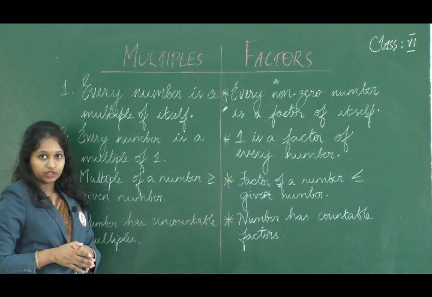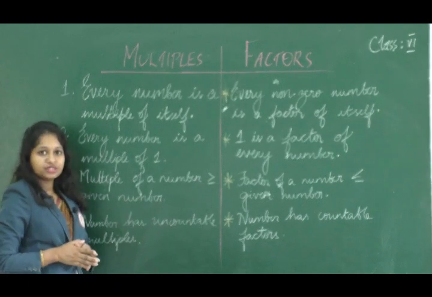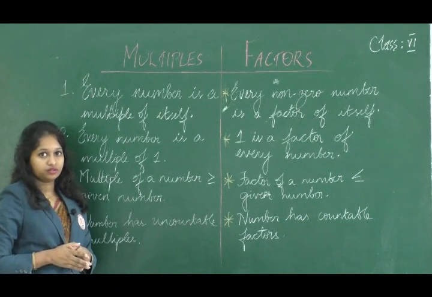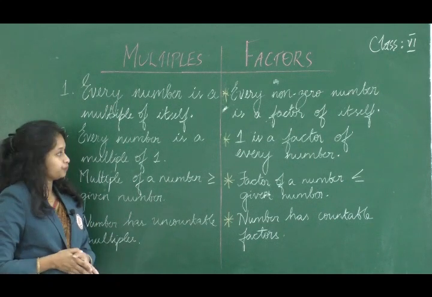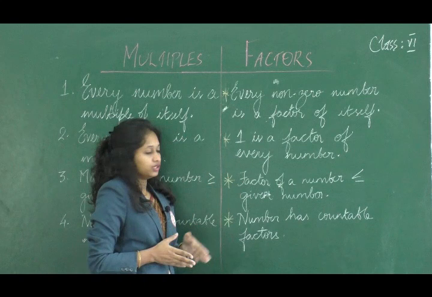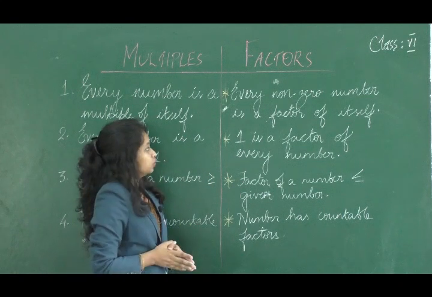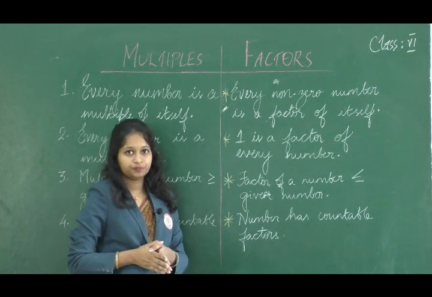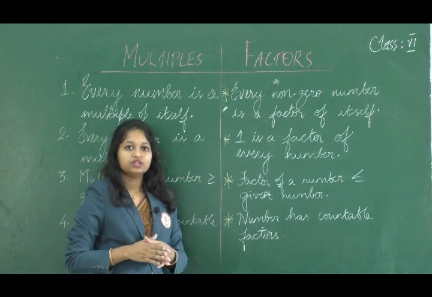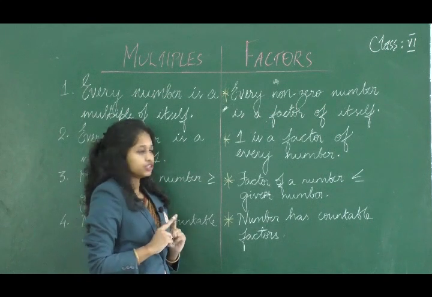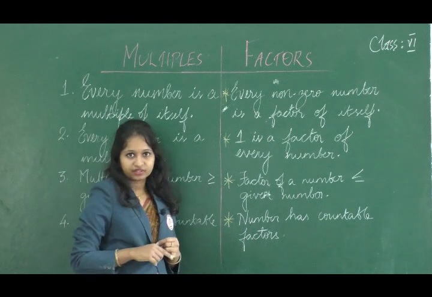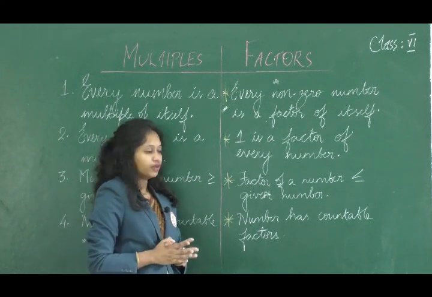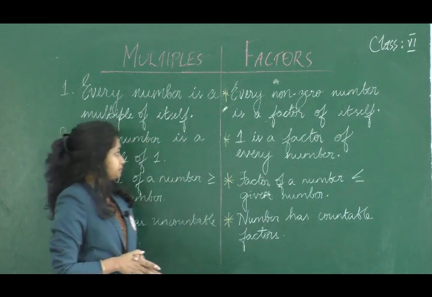Now second point, every number is a multiple of 1. Obviously all the numbers are multiples of 1. And in the case of factors, 1 is a factor of every number. In the previous example, factors of 8 were 1, 2, 4 and 8. 1 was a factor. For every number, 1 will be a factor.